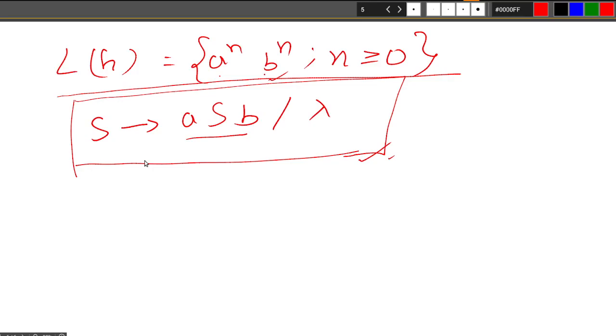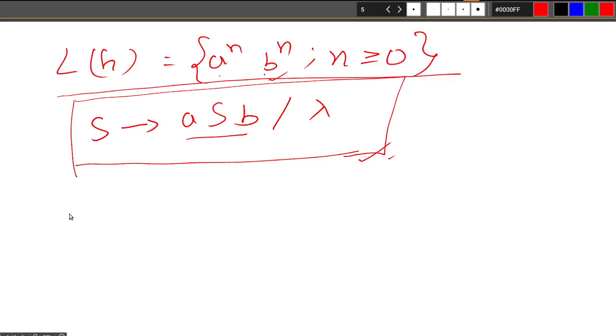Now let us check whether it is possible for type 2 grammar. For type 2, in the left hand side you will always have one single non-terminal, or variable, whatever you call it. So here you have two productions, S gives ASB and S gives lambda. In both the cases, on the left hand side you have a single variable. So it is a type 2 grammar.